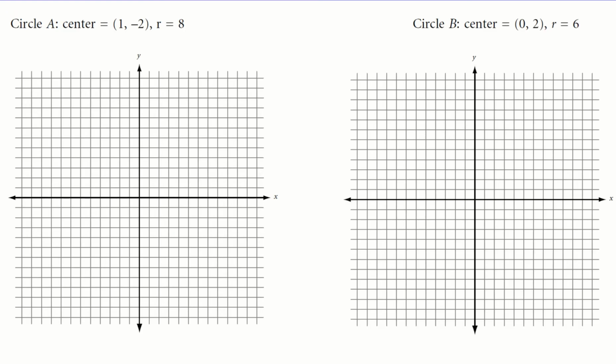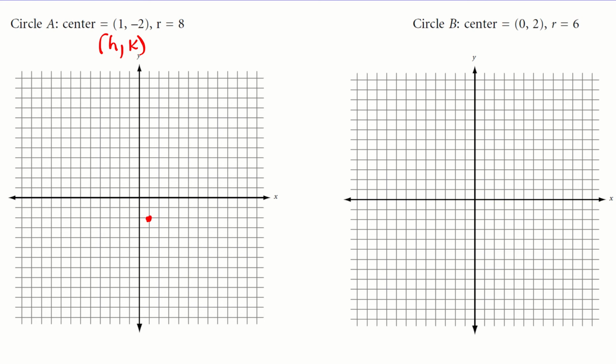Here it says circle A has a center of (1, -2), and the variables we're using are h and k. So we're going to let h equal 1 and k equal -2. And then the radius is 8. That one's a given. Let's go ahead and plot this point. The center is 1 to the right, 2 down. So there is the center of our circle.